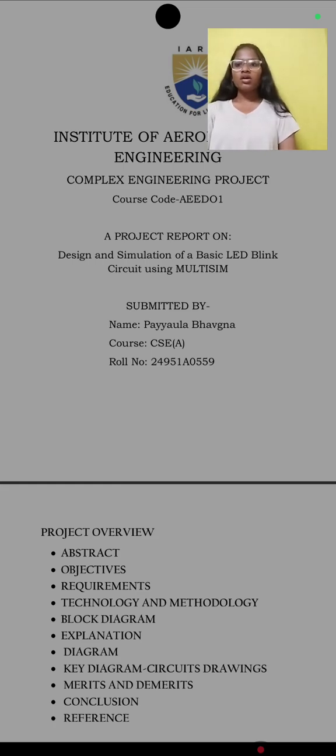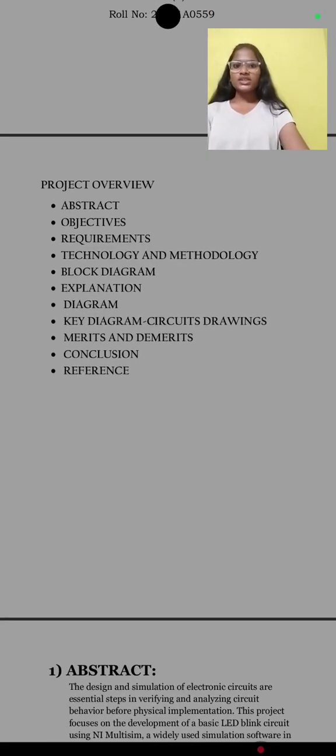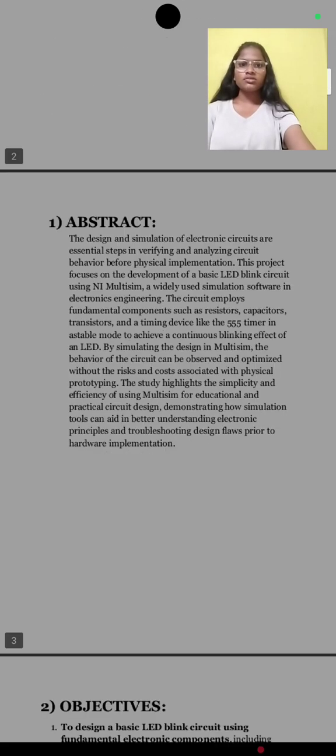Now, this is the project overview. It goes like abstract, objectives, requirements, technology and methodology, block diagram explanation, key diagrams and circuit diagrams, merits and demerits, conclusion, and ends with a reference. Now let us dive into the abstract.